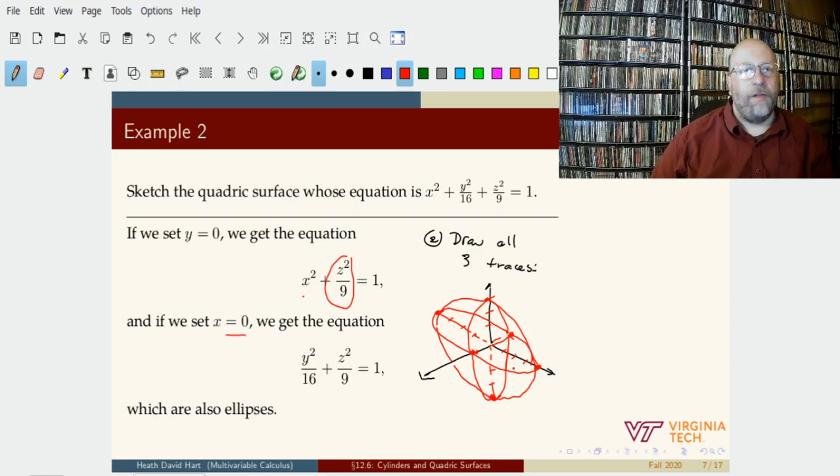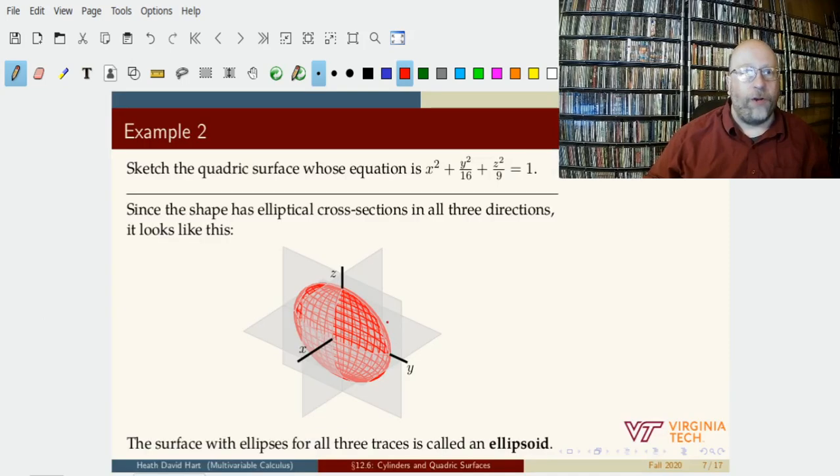And if you look at these 3 traces, now you have a pretty good idea of what the shape looks like. The shape looks like not quite a sphere because it's longer in one direction and skinnier in one direction, but it's got elliptical cross sections in all 3 directions. And so we get this shape here: 4 units out in the y direction, 3 units up and down in the z direction, and 1 unit forward and backwards in the x direction.